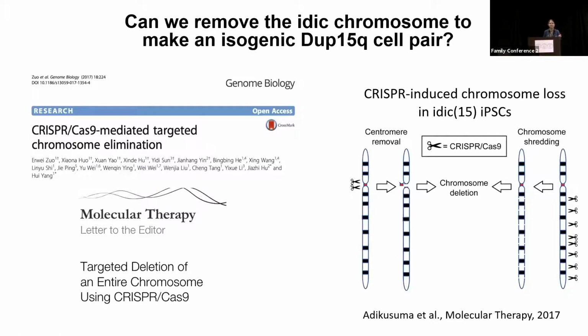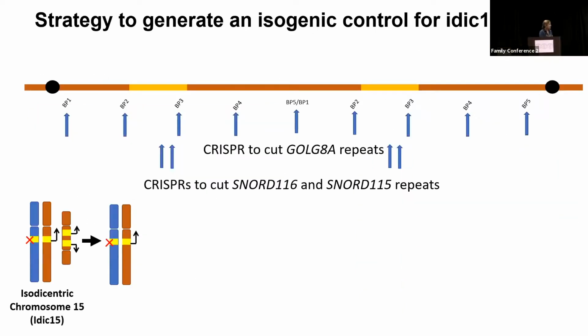So can we do this for idic chromosomes? We weren't the people that invented this idea. We just borrowed the idea and tilted it to idic 15. So what these guys did was they took advantage of repetitive elements that are specific to individual chromosomes and asked, could you use those to get rid of whole chromosomes? And they did this to get rid of a Y chromosome, because who needs more men, right? Kidding. But they also did it to remove an extra chromosome 21 in trisomy 21 cells. So we tried this approach.